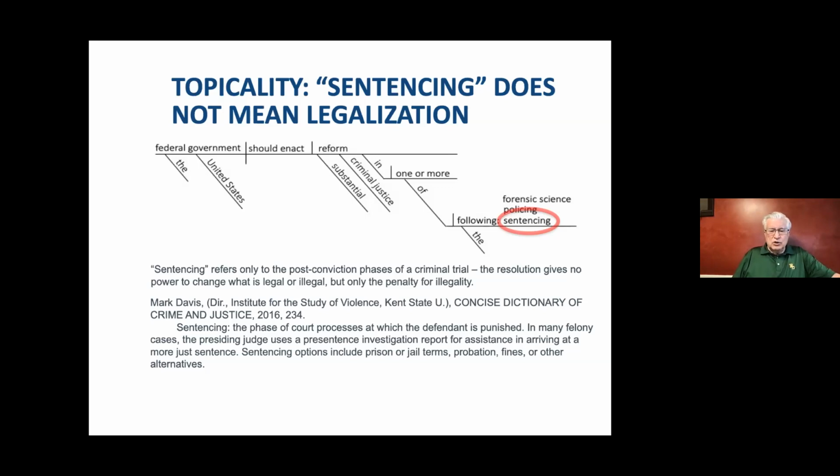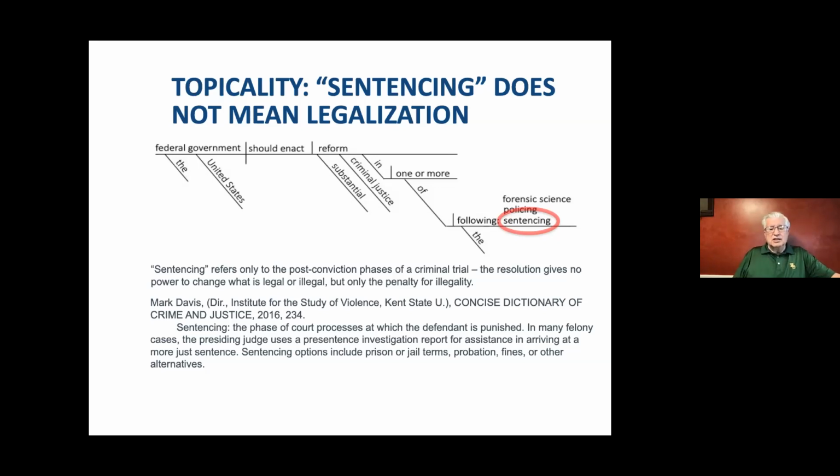the phase of the court process at which the defendant is punished. In many felony cases, the presiding judge uses a pre-sentence investigation report for assistance in arriving at a more just sentence. Sentencing options include prison or jail terms, probation, fines, or other alternatives.